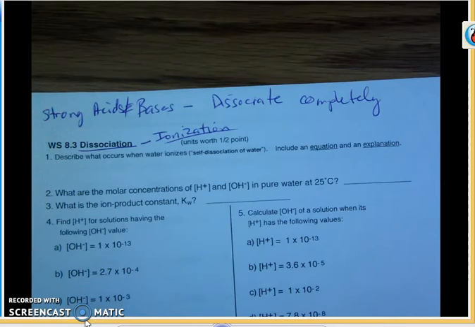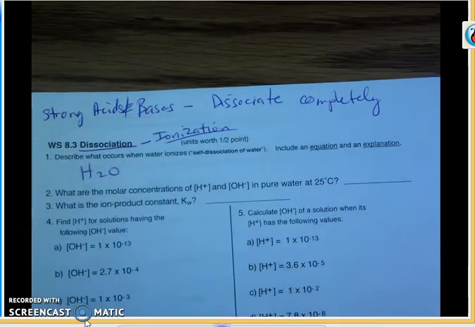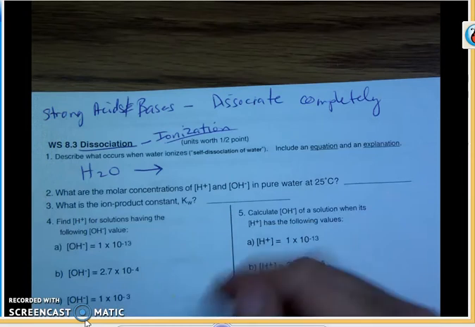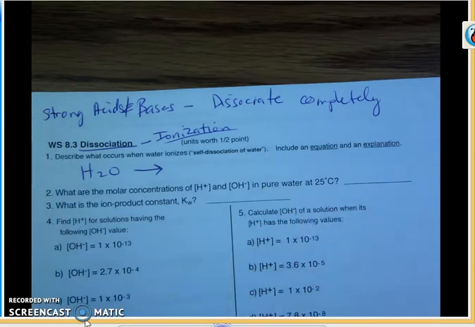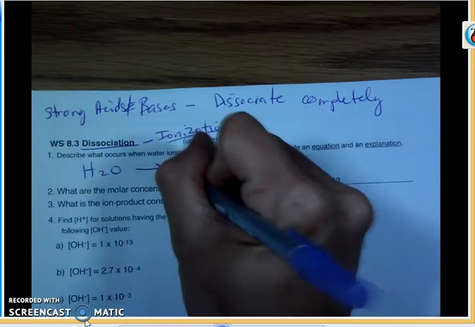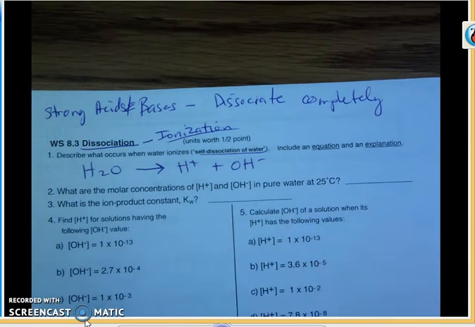And so on this paper here, dissociation, we're going to start out with water being H2O. When you have a cup of water, a beaker of water, we don't see it happening, but there's also a dissociation of water molecules. It's called self-dissociation of water, and it splits up into H plus and OH minus. A very, very small amount. And that's the equation.